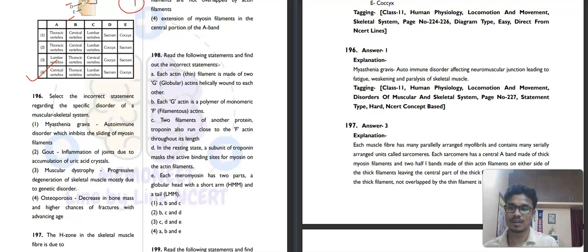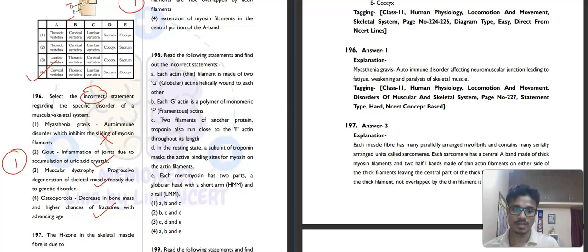It is saying that we have to find the incorrect statement. Myasthenia gravis, autoimmune disorder which inhibits the sliding of myosin filament. No, myasthenia gravis is the autoimmune disorder affecting neuromuscular junction leading to fatigue, weakening and paralysis of the skeletal muscle. So this is not correct. Then gout, inflammation of joints due to accumulation of uric acid crystals, which is correct. Then muscular dystrophy, progressive degeneration of skeletal muscle mostly due to genetic disorder. Correct. Then osteoporosis, decrease in bone mass and higher chances of fracture with advancing age. Correct. So here first option will be your correct answer.